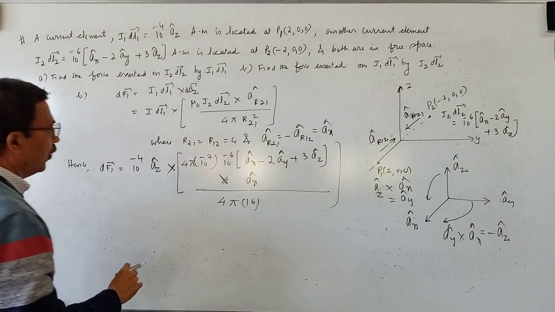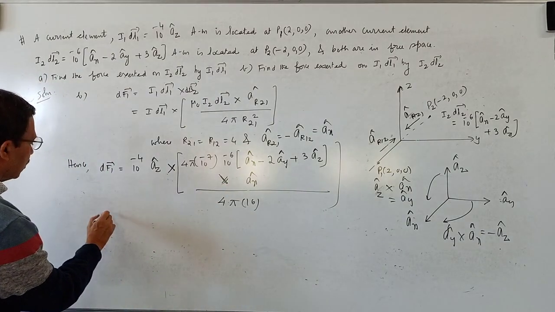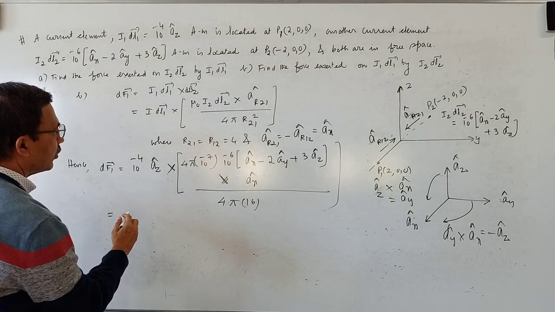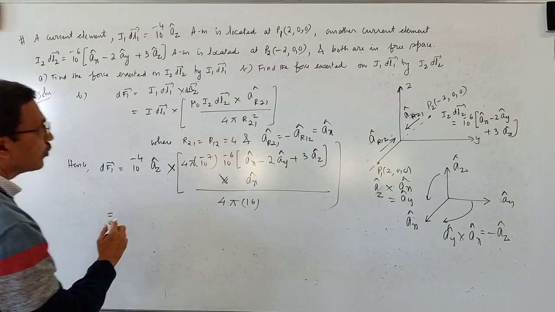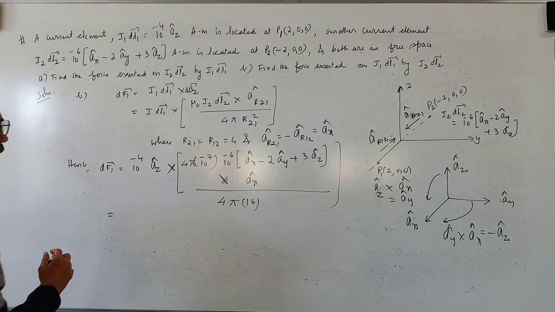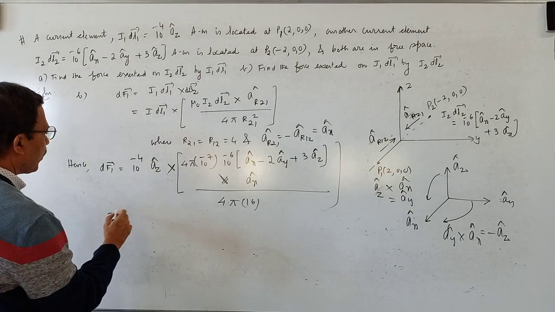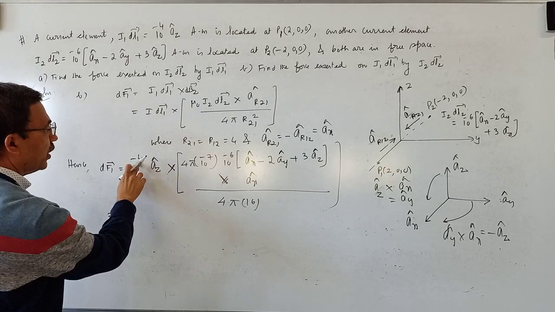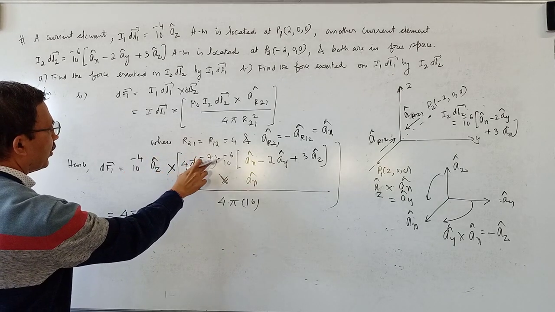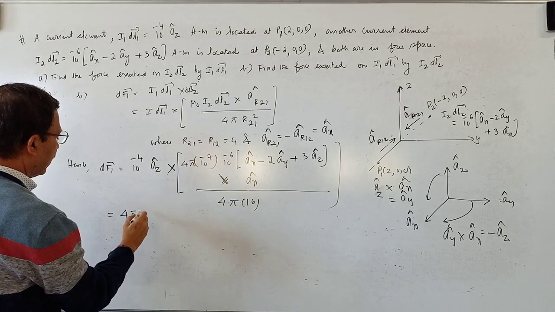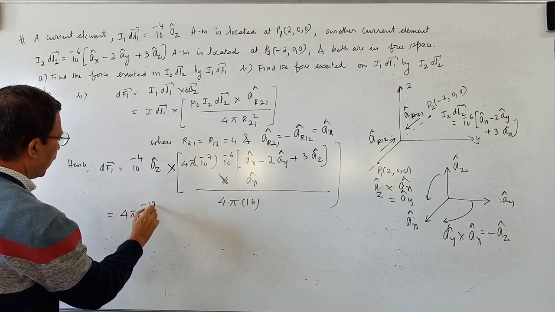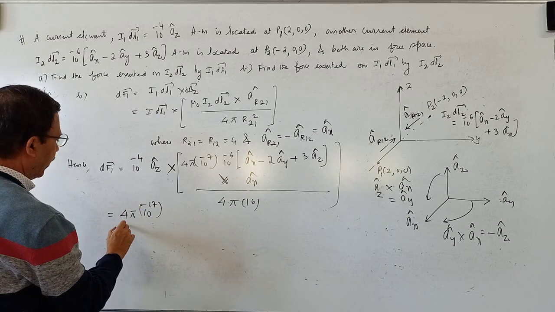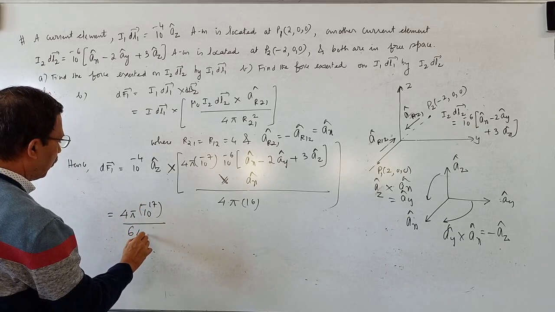So let me now evaluate this cross product. So the constant is 4 pi into 10 to the power minus 4 plus 7, 11 plus 6, 17. So 10 to the power minus 17 divided by 64 pi.